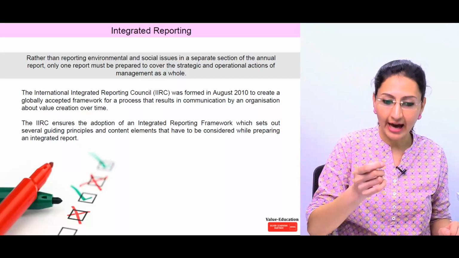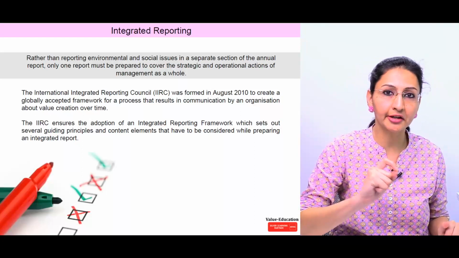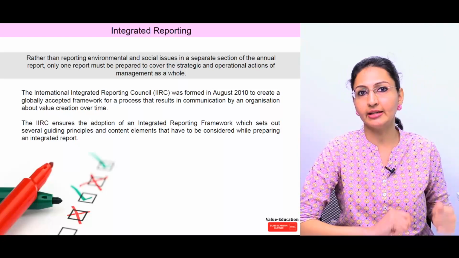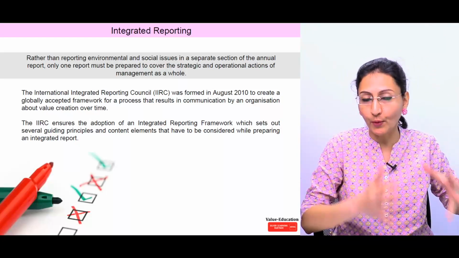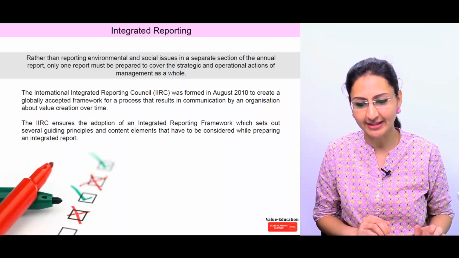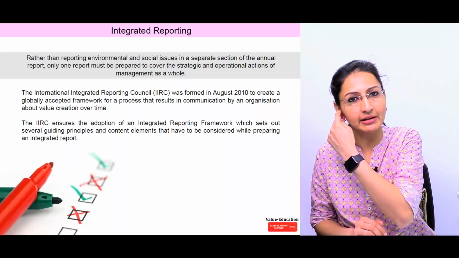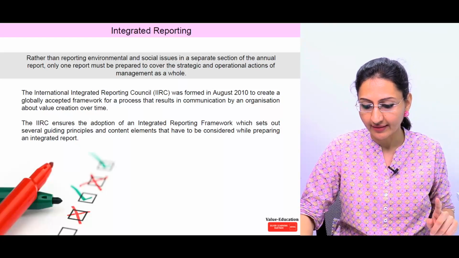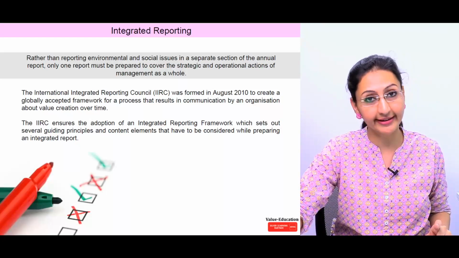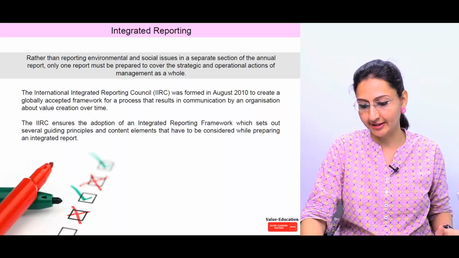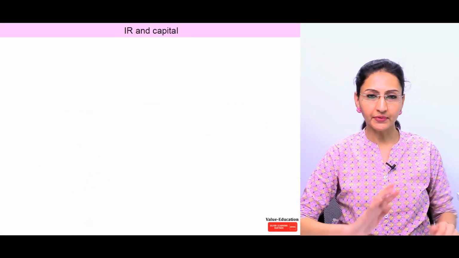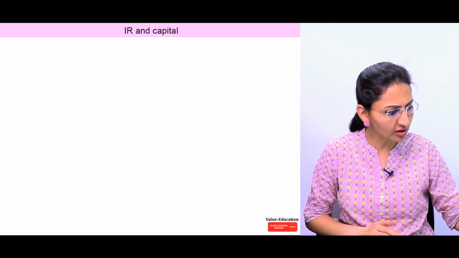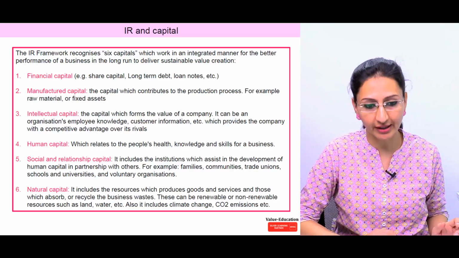The IIRC has to ensure that integrated reporting framework is adopted by all the entities. Its principles, its content elements are all present in the report which is produced by an organization. That's the main crux or main idea behind creation of IIRC. The authority which has to ensure that the framework is followed and taken care of by all the organizations, all the entities. Now let's just see something related to integrated reporting and capital. Integrated reporting talks about capitals, different types of capitals. What are these capitals?